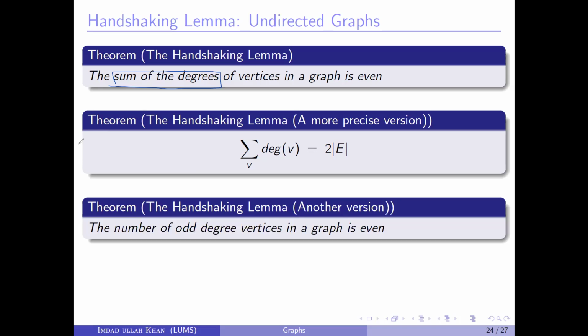Or we can say that odd degree vertices, all those vertices whose degree is an odd number, their count must be even. So there could be two types of vertices. Some vertices have even degree, and then there could be some vertices whose degree is odd. So let's say X number of vertices are of even degree, Y number of vertices are of odd degree.